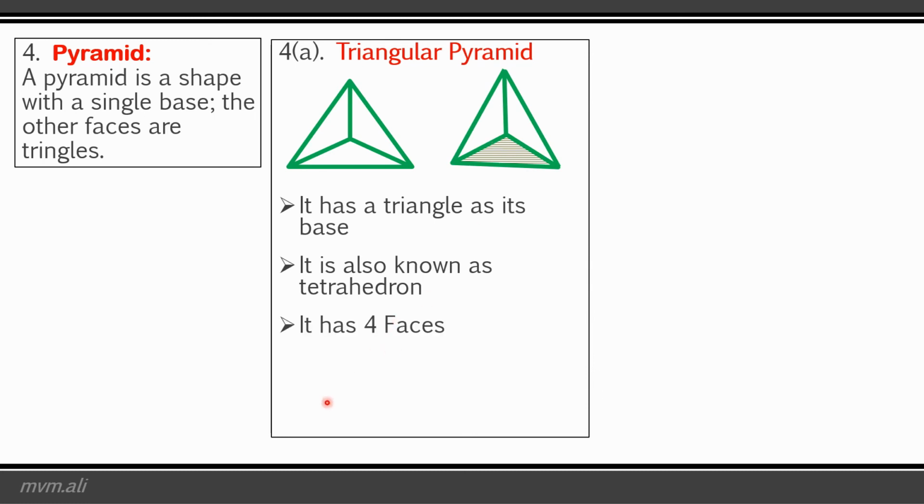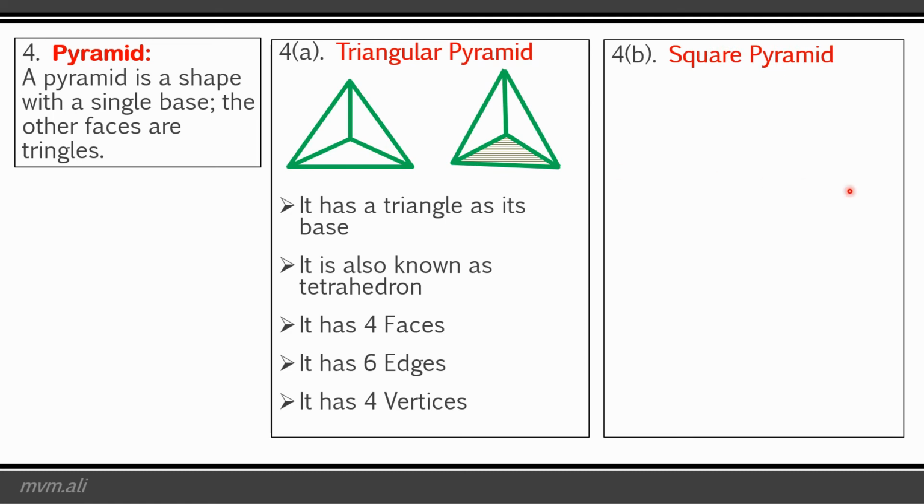And it has 4 faces. One is the base and the other 3 are the side faces; this is the front one. This picture will help you understand how many faces there are. 1, 2, 3. These are the 3 side faces. And one more base face. So in total 4 faces are there. How many edges are there? 1, 2, 3, 4, 5 and 6. And how many vertices? 4 vertices. 1, 2, 3 and 4.